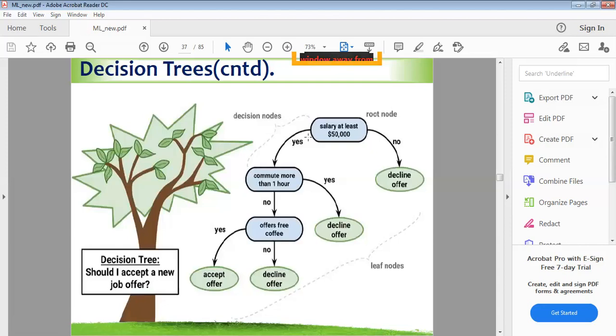So see here, when you are going to accept: salary at least 50,000, commute more than 1 hour, offers free coffee. Commute more than 1 hour, yes, then you decline. If no, wait for 1 hour, then offers free coffee, accept the offer. This is the concept of decision trees.